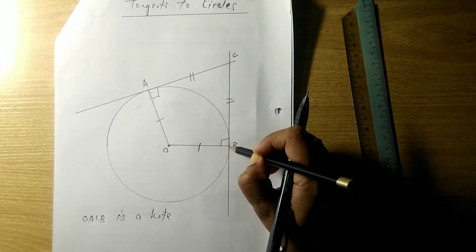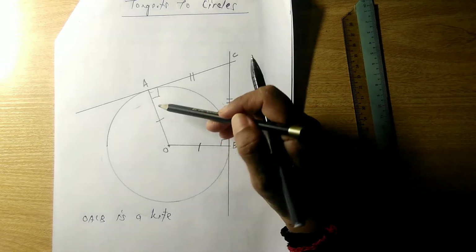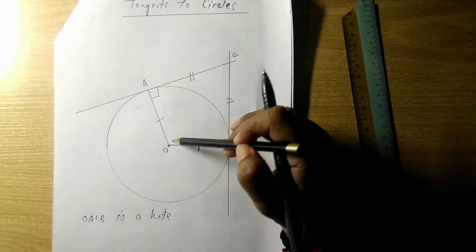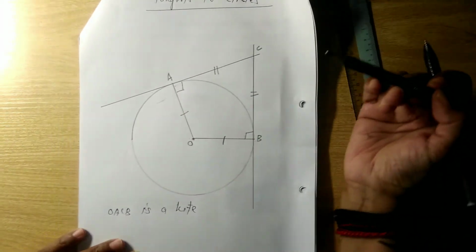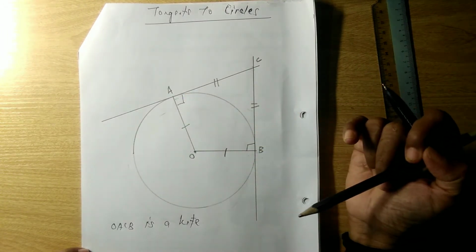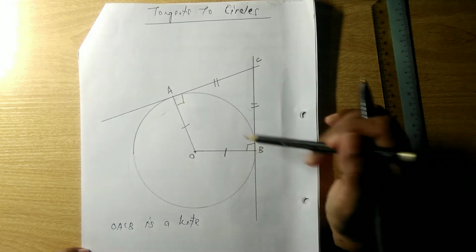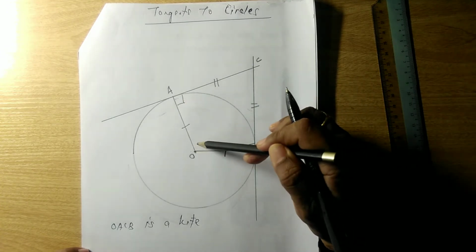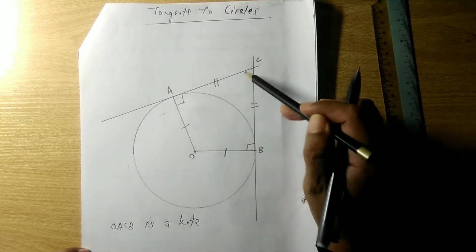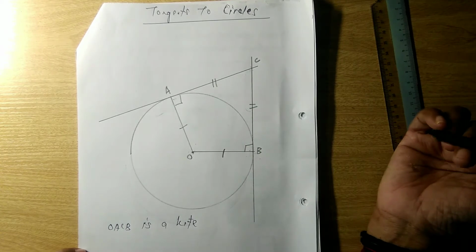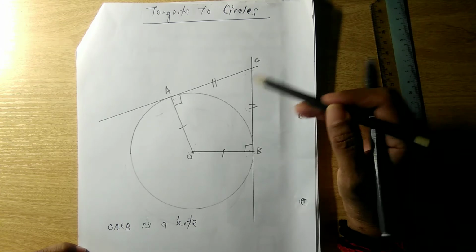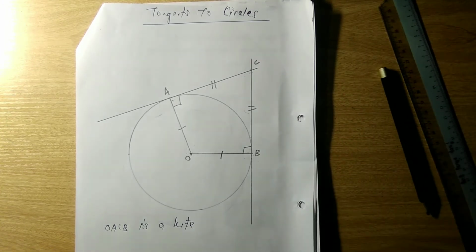Therefore, this kite is also a quadrilateral, so the total interior angle will be 360 degrees. Two of these are already 180, so you need to find the other two. These opposite angles add up to 180, so the total interior angle will be 360 degrees. So this is the second property of a tangent.